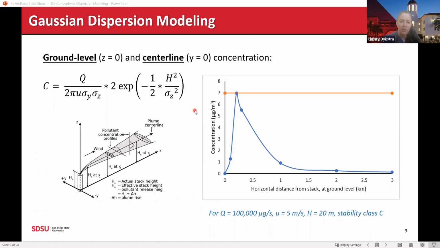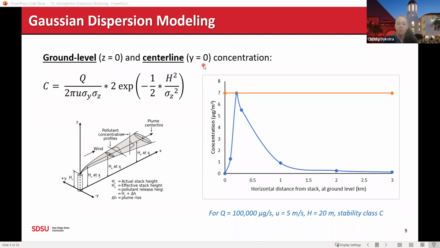So in many cases, we don't care as much about, let's say, a location that is 20 meters off the ground. A lot of times, we care about ground level concentrations just because that's where we live. We live on the ground level. And so most of the time we care about Z equals 0. And then the other thing that we often care about is center line, or Y equals 0, concentrations.